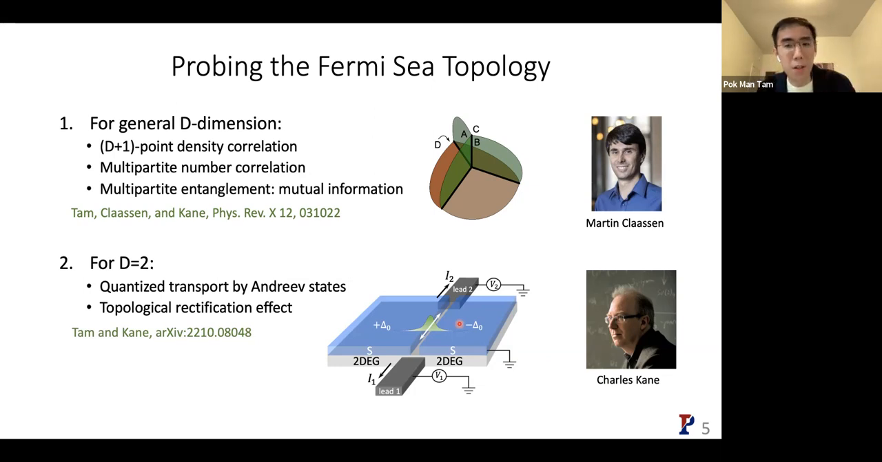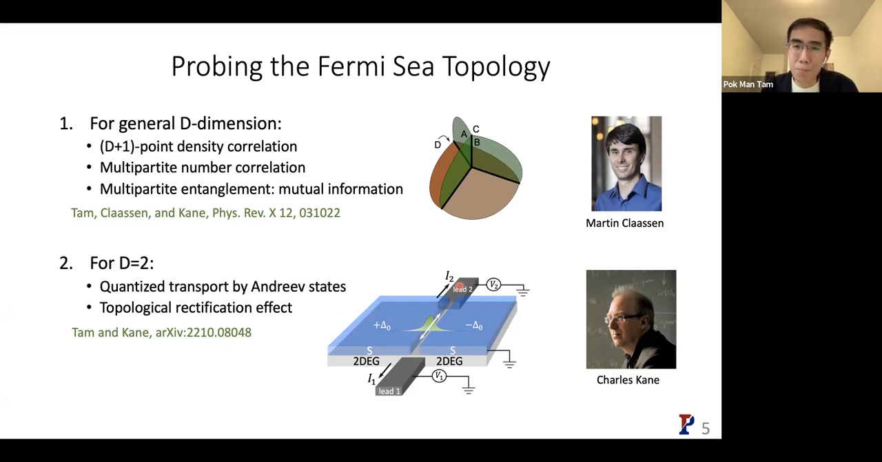If you do a transport experiment making use of these Andreev states, and by that I don't mean measuring Josephson current, because Josephson current corresponds to current flowing in this direction. And when you have a pi junction, you really don't have a Josephson current. But you have Andreev states localized at the junction that actually move along the junction in this direction. What we demonstrate is that if you do a transport experiment along the junction using these Andreev states, you can actually probe the topology of the Fermi sea in a two-dimensional electron gas.